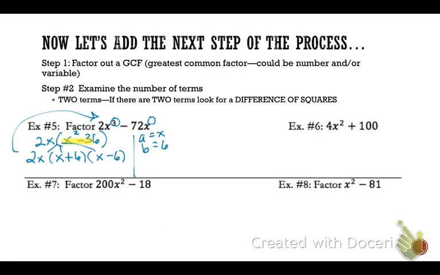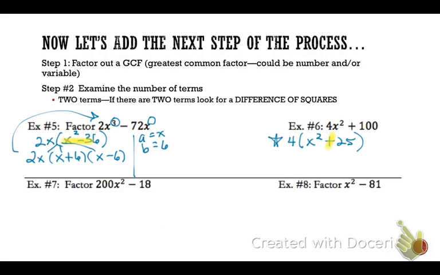Example 6. What is the largest number that I'll divide into 4 and 100? 4. I'm left with x squared plus 25. Now, I do have two squares, but this is not a difference. So this is not a factoring example where I can use that pattern. So I'm done. That's all I can do with this one, because I don't have two polynomials that I can multiply together that will give me x squared plus 25. This is what we call prime, that expression.